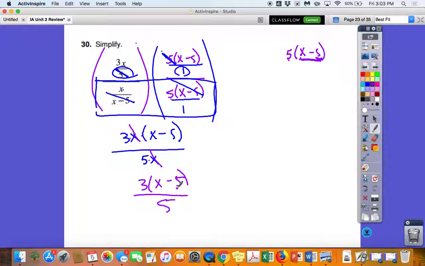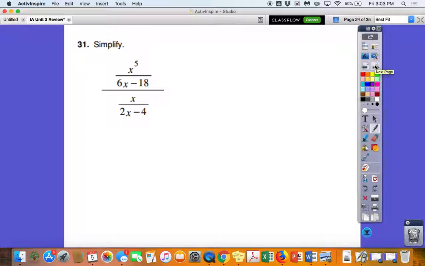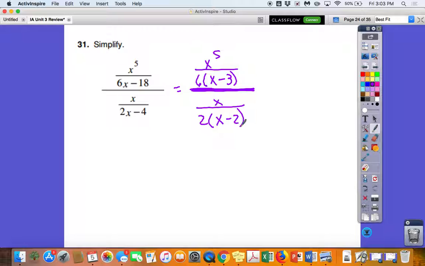He's glued. All right, same method, but before we get started, I'm hoping you realize that you've got to factor both of those. So that's x to the 5th over, okay, take out a 6. That's going to be x minus 3. All right, and then I got my big old bar. And then if you'll take out a 2, that's x minus 2. Well, that didn't help a whole lot, did it?